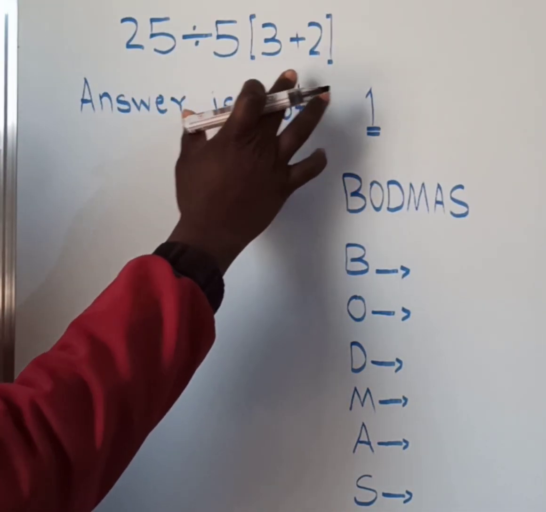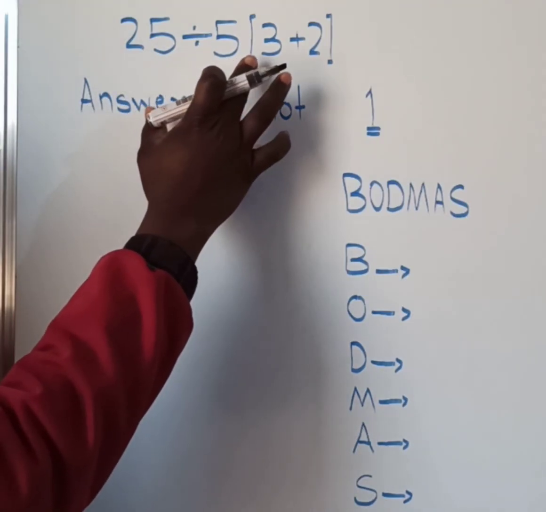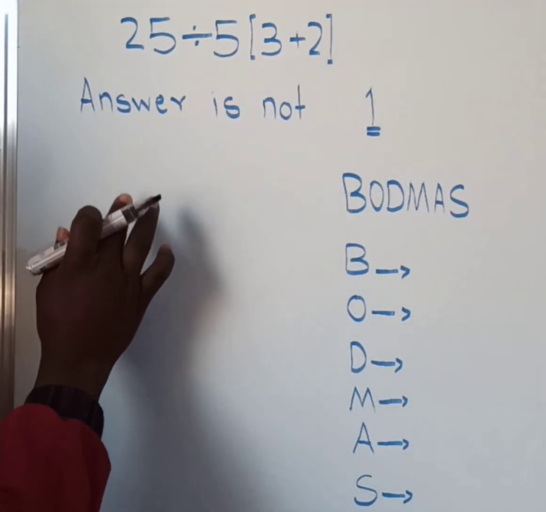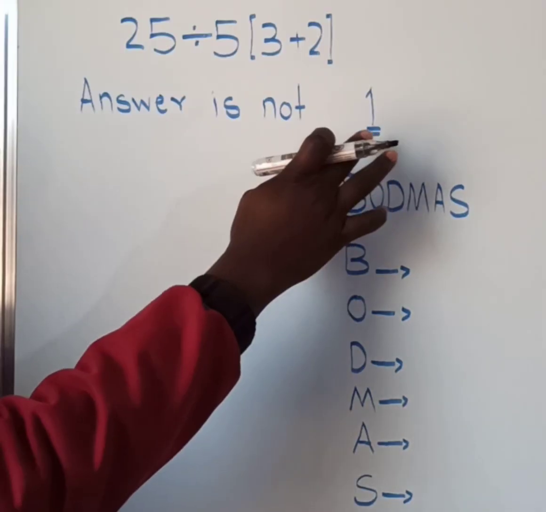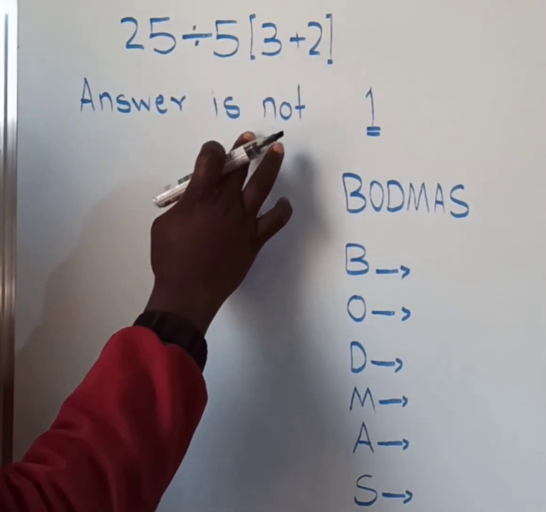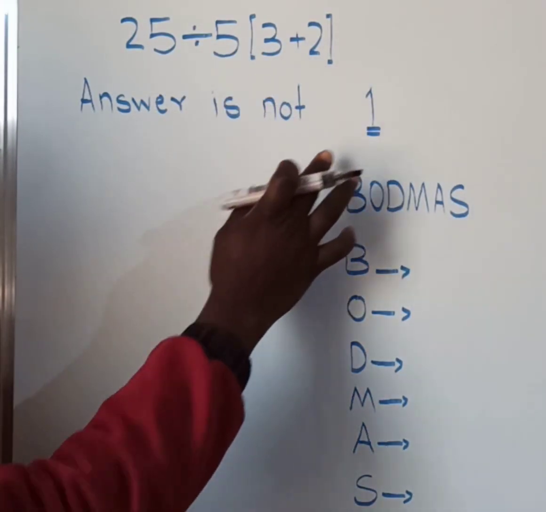So let's see how to solve such a number, or what can you do when you have a number like this: 25 divided by 5 in bracket 3 plus 2, and therefore we have a common error here, the answer is not 1. So let's see first how the answer became 1, and we say it is incorrect.